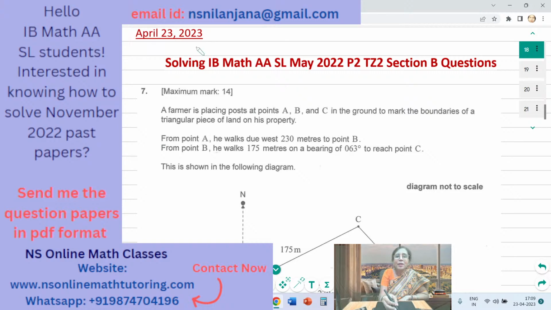Today is April 23, 2023 and we will be solving the IB Math AA SL May 2022 paper 2 time zone 2 section B questions. The section E questions were solved yesterday, Saturday, April 22, 2023. If you want, you may watch the live session, the recorded session or the live streaming of yesterday's session. Today the section B questions will be solved: question 7, question 8 and question 9.